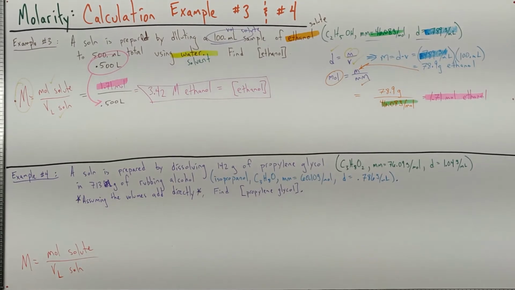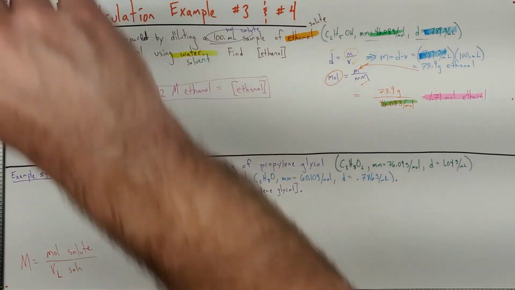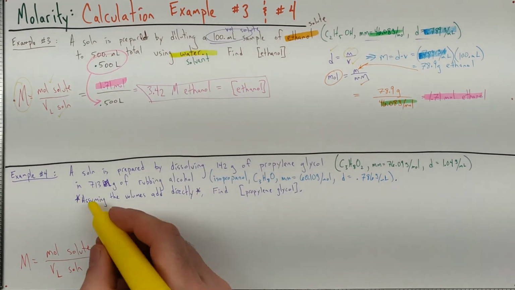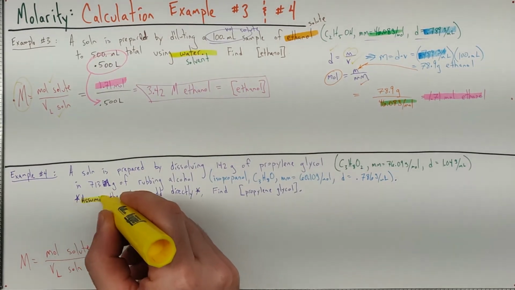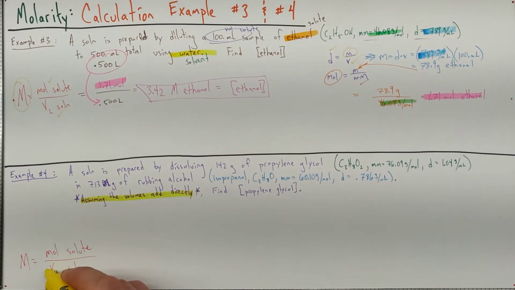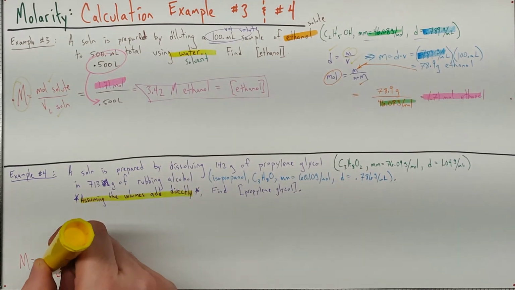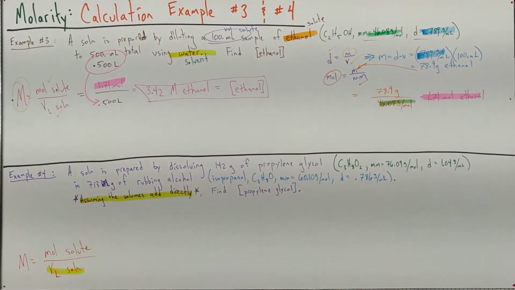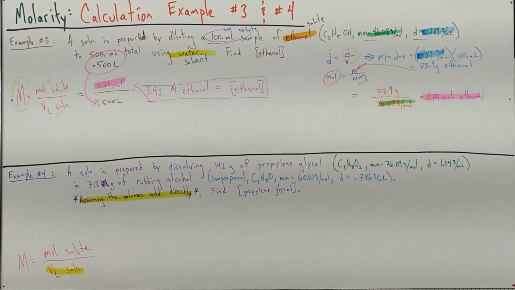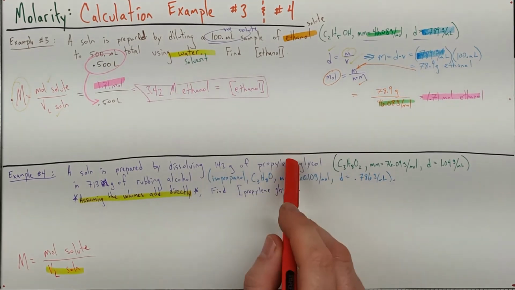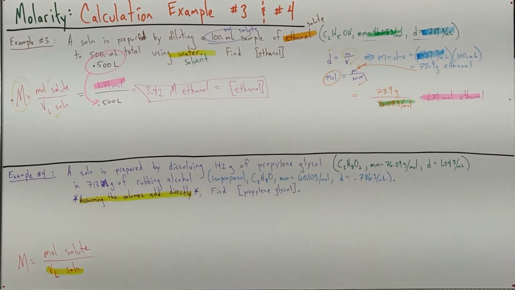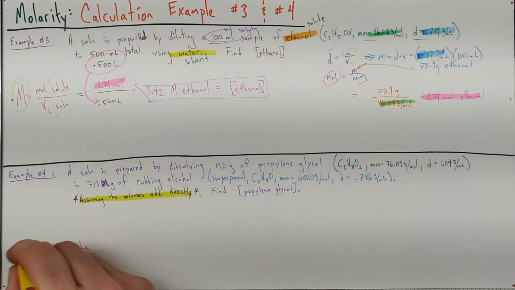Okay? Now, there's a very, very important bit of information right here, and that is that the volumes add directly. So the volume in liters of our solution is going to be the volume of the rubbing alcohol plus the volume of the propylene glycol. So we'll get those numbers in a little bit. Do we know the molarity? No. So that's our end goal.